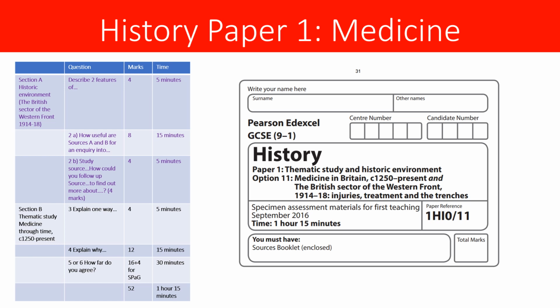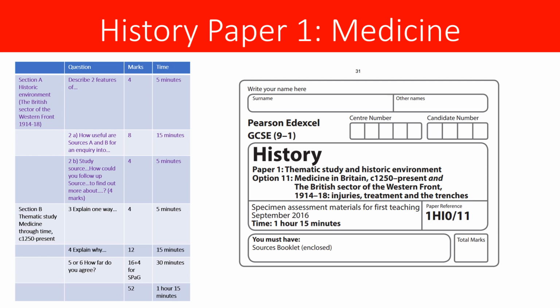So the paper that you're taking tomorrow will be your History Paper 1, and that's the Medicine Through Time paper and the British sector of the Western Front. Your paper will last 1 hour and 15 minutes, and on the slide that you can see in front of you, we will break that down per question.